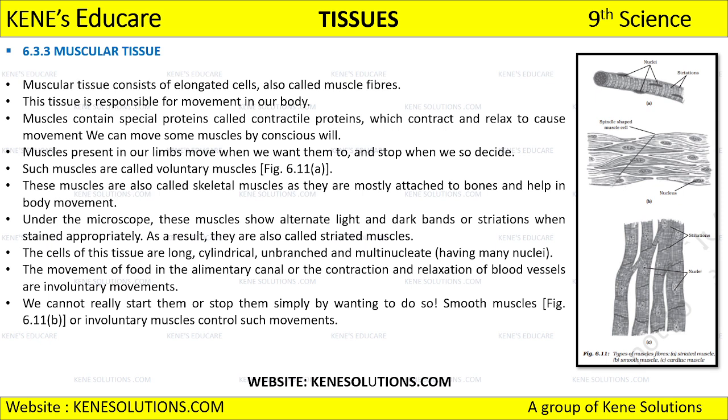Now, why is muscular tissue able to help you with movement? Because it has a special protein called contractile protein, which is going to contract and relax to cause movement. And we can move some muscles by conscious will. It's not that your muscle starts moving on its own, right? We are conscious about it. We only move our muscles if we wish to, right? So there's a contractile protein which helps us with contraction and relaxation. Please read this, and they are known as voluntary muscles.